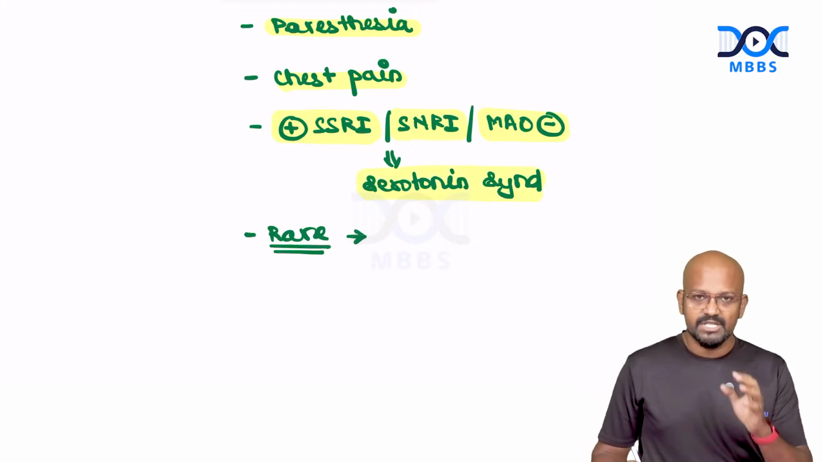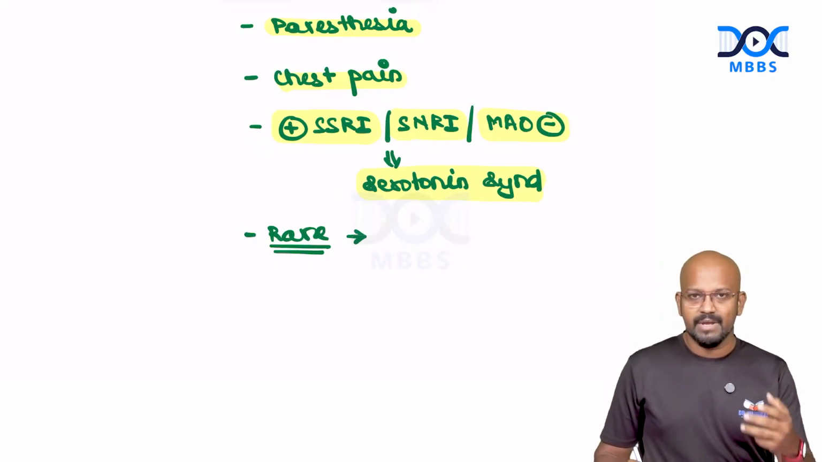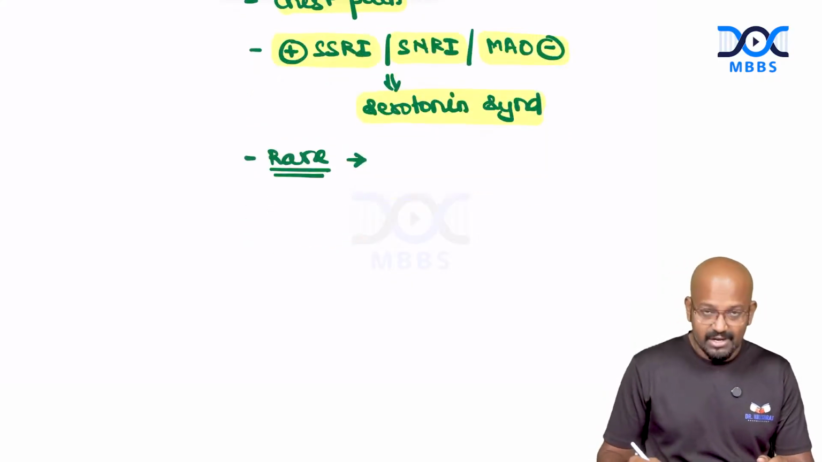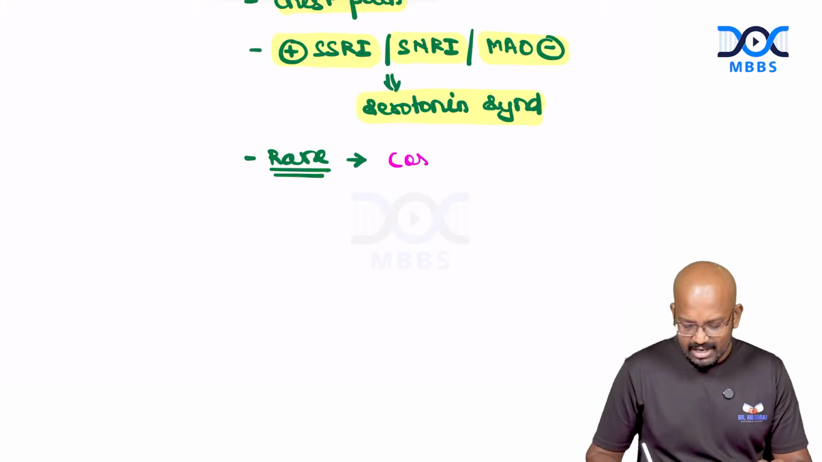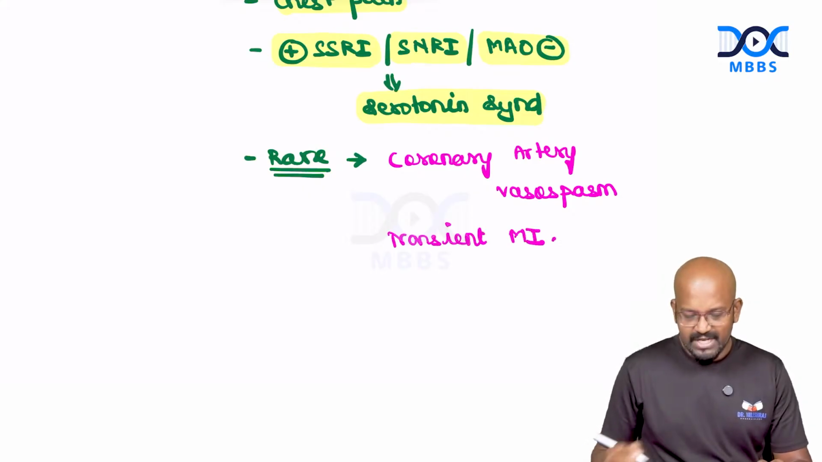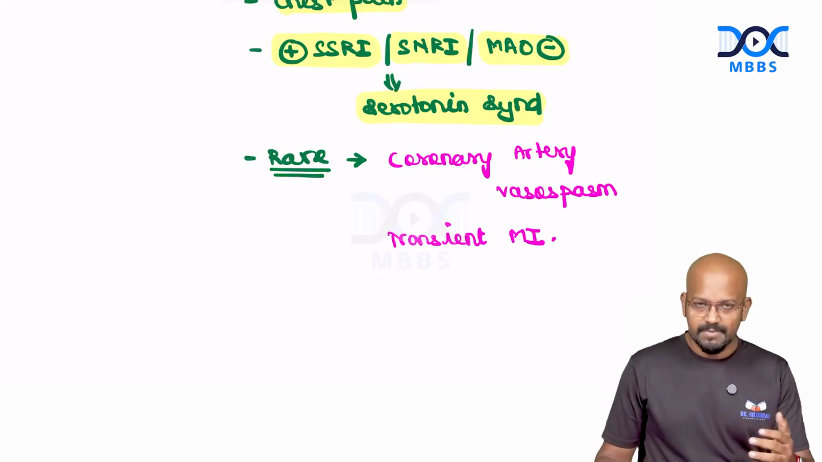All these adverse effects itself are very much important. You might land up in a 2-mark question where the question might be adverse effects of triptans itself. Rarely, because it is a vasoconstrictor agent, the patients might develop coronary artery vasospasm, and some patients might land up in transient myocardial infarction, or transient MI might also be developed in it. So these are the different classical features of 5-HT1B 1D agonist agents or triptans.